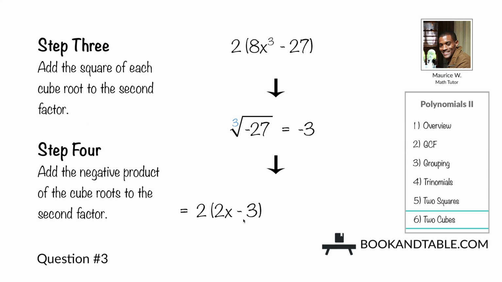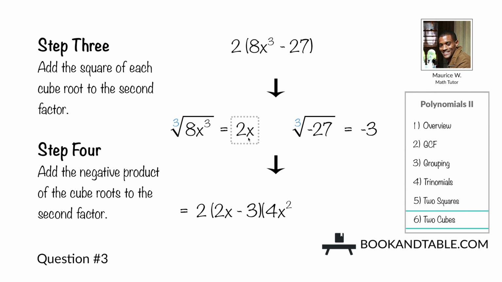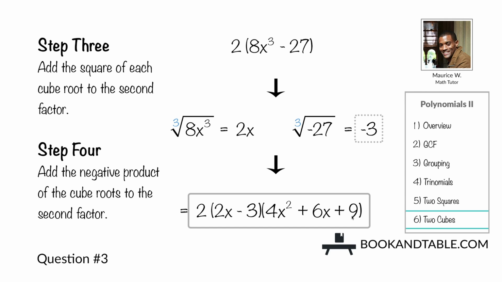And now step 3, add the square of each cube root to the second factor. So our first cube root was 2x. So the square of that cube root would be 2x times 2x, which is 4x squared. Our second cube root was negative 3. So if we square that, that will give us positive 9, which we'll add in this factor here. And now step 4, add the negative product of the cube roots to the second factor. We have 2x times negative 3, which would give us negative 6x. So the negative product would be positive 6x.